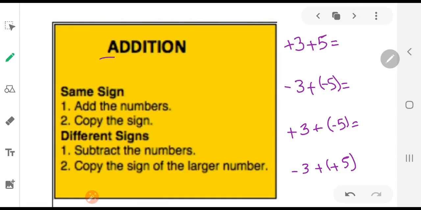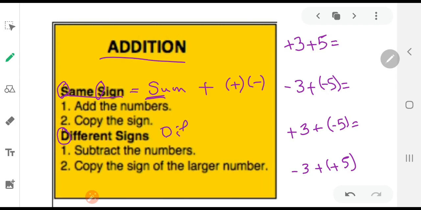Now, addition of integers, if they have the same sign, I always tell my students S for same, S for sign, which means I need to find the sum with an S. So we add the numbers and copy the sign, whether it's a plus sign or a minus sign. When they have different signs, D is the same as D in difference, and difference means that we need to subtract. We subtract the numbers and copy the sign of the larger number. It can be either a positive or a negative.